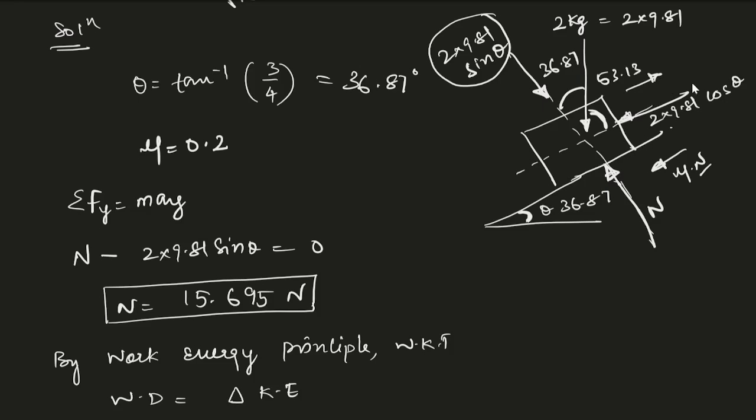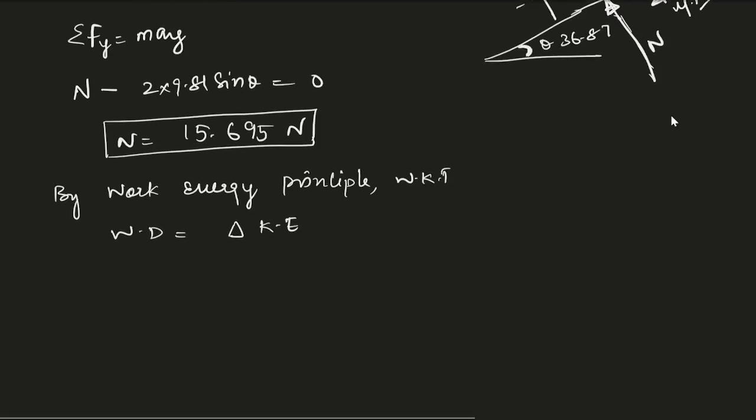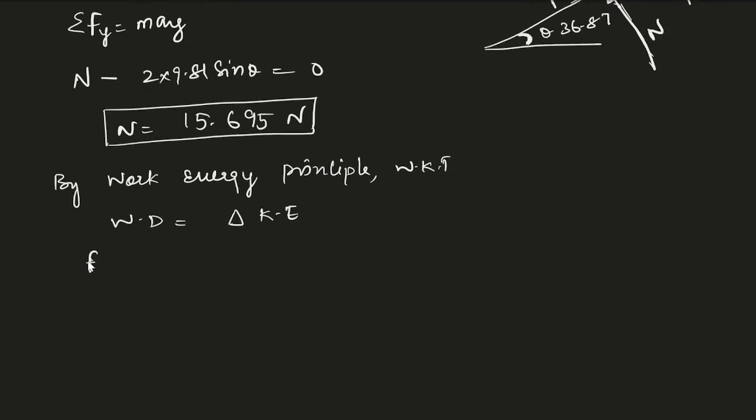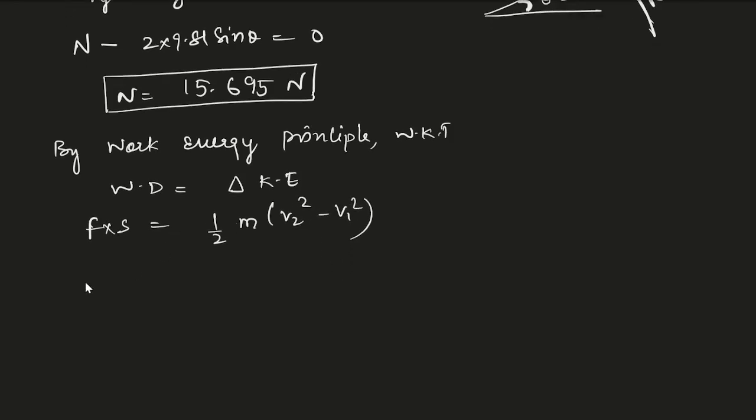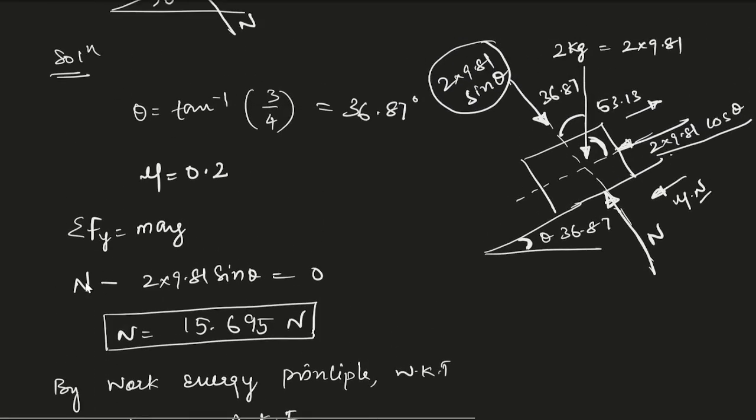In this direction we have two forces. One is 2 into 9.81 cos theta, another one is mu into normal. So we have two forces. Work done equals force into distance, and this will be the change in kinetic energy, that is half into m into v2 square minus v1 square. We only consider the forces which are along the direction of the block. So we have two forces.